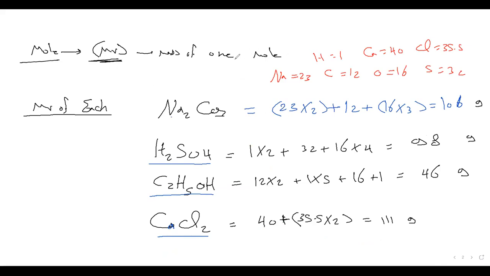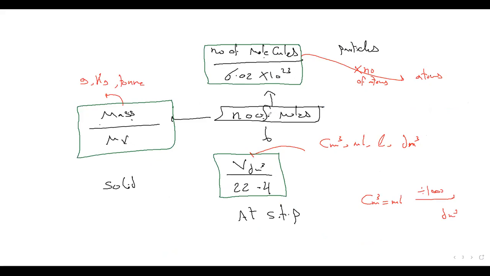Molar mass is the mass of 1 mole, like Na2CO3, H2SO4, C2H5OH, CaCl2. For Na2CO3: Na, 23 multiplied by 2, plus 12, plus 16 times 3, gives 106 grams. This is the molar mass, or mass of 1 mole. So number of moles is equal to mass over molar mass. In case of a solid, how can we know this is a solid? Gram, kilogram, ton. If you have any mass, use mass over molar mass. If we have molecules, particles or atoms, use over Avogadro's number. If we have volume in decimeter cubed at STP, use over 22.4.